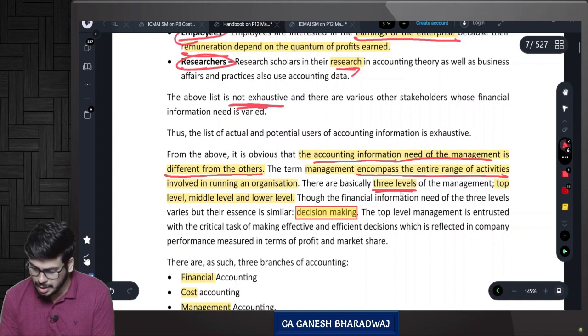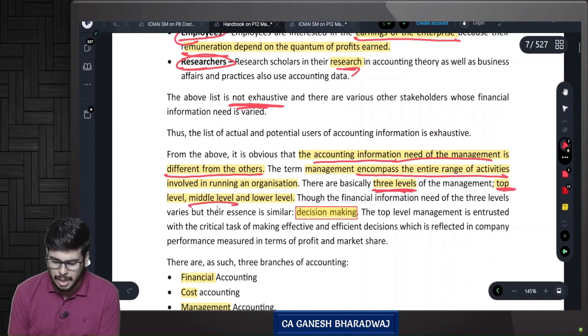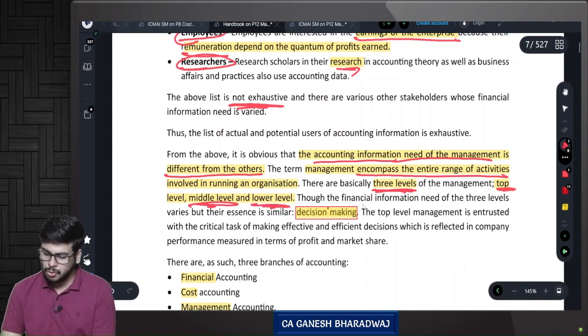Broadly, there are 3 levels of management. Top level, that is the board of directors. Middle level, the managers. Lower level, that is the workers generally. Though the financial information need of the 3 levels varies, the essence is similar. What is the essence? Decision making.